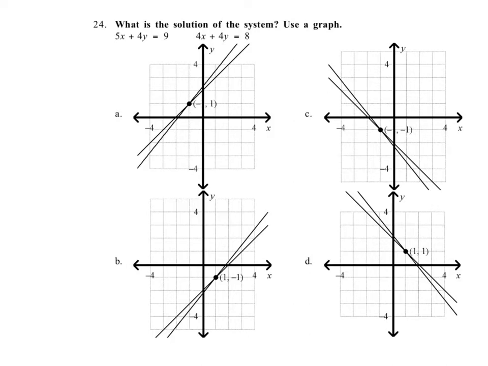Okay, what's the solution to the system? Use a graph. You're essentially being asked to graph these lines to see where they cross. And if you want to graph these, you need to write them into a form that you know how to graph. So what's the form that you know how to graph? Well, I think most kids are comfortable with slope-intercept form, which is y equals mx plus b.